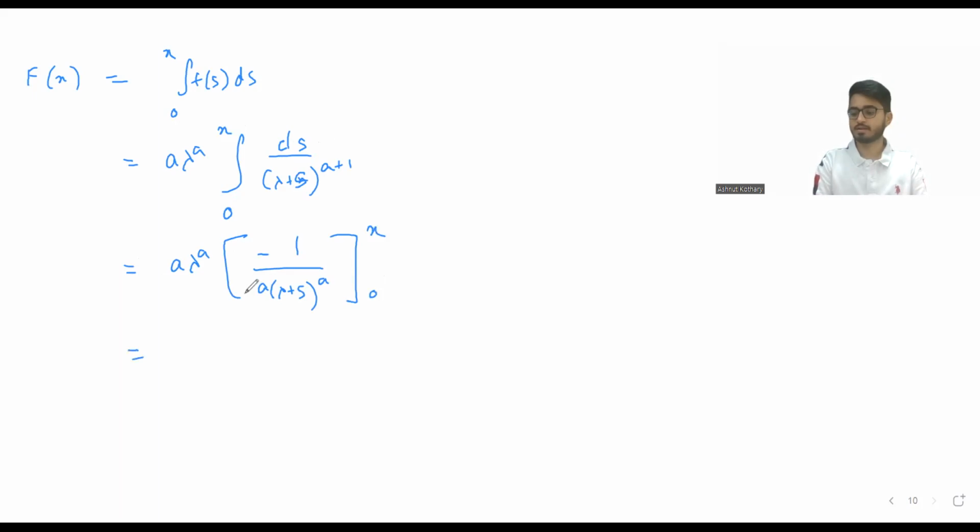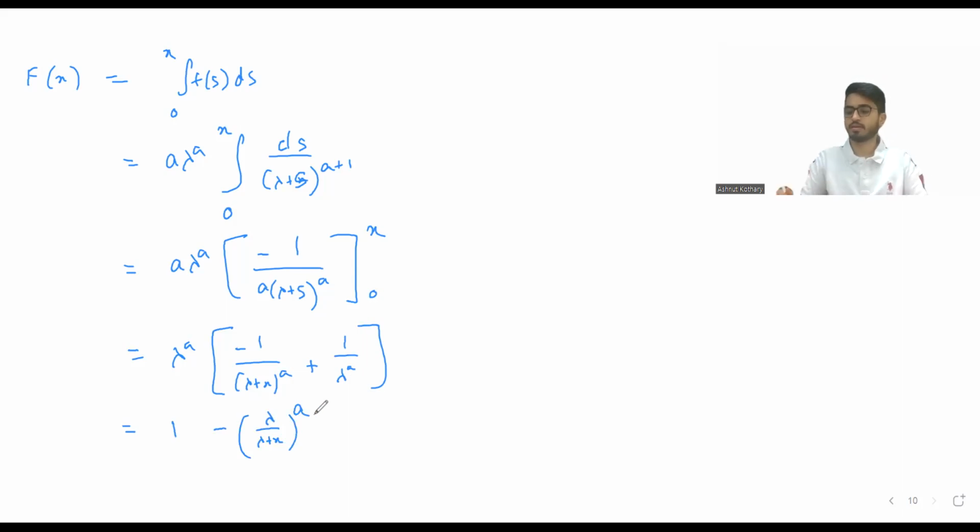Alpha will get cancelled out and you'll be left with, when I put lambda to the power alpha, minus 1 by lambda plus x to the power alpha plus 1 by lambda to the power alpha, which simplifies to 1 minus lambda by lambda plus x whole to the power alpha.